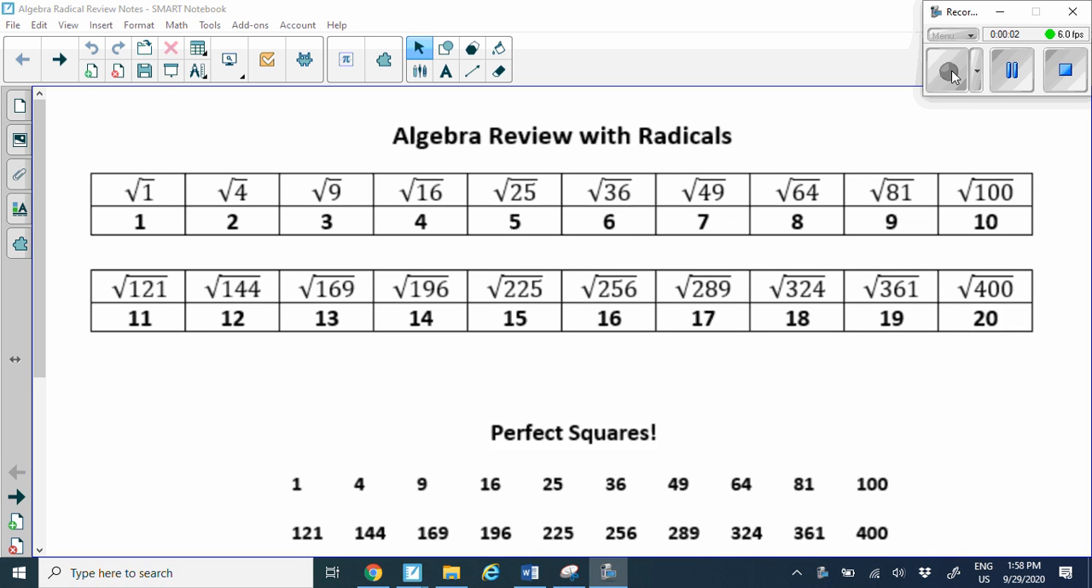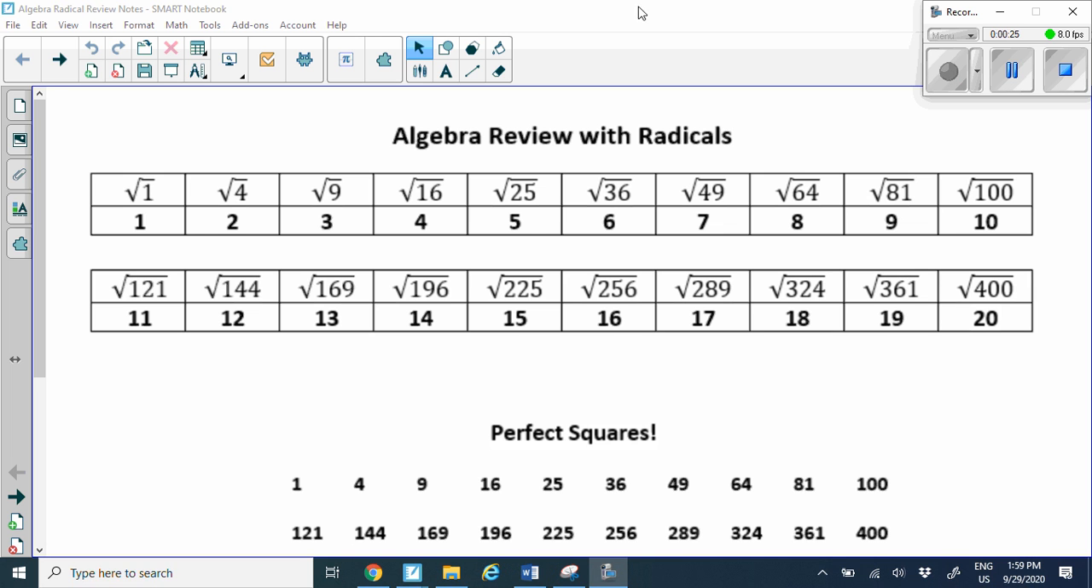Hey guys, so here are the notes for the radical review. You guys have seen this already before, but we are going to be using this quite a bit throughout this unit. So I just want to review so you guys have a better knowledge and memory of how to do this stuff. Okay, let's go over our perfect squares. That's going to be very important to know, okay?